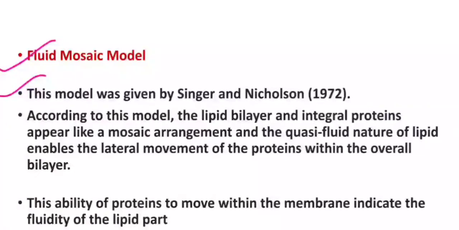According to this model, the plasma membrane consists of a lipid bilayer, which is mainly phospholipids, and there are proteins which appear in a mosaic arrangement. The quasi-fluid nature of lipids helps in lateral movements of these proteins within the bilayer, and this ability of proteins to move within the membrane indicates the fluidity of the lipid part.